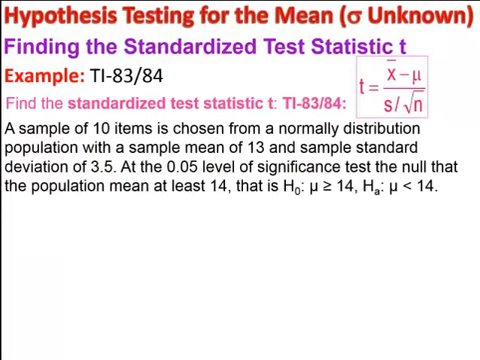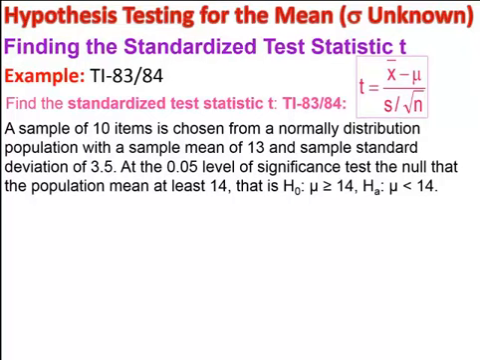So finding the standardized test statistic. So we're going to be using the TI 83, 84 calculators. And if you have an 84 or above, it will still use the same process here. So when we're finding the standardized test statistic t to compare to that critical value t sub alpha, it uses this formula. So in the formula, you note here we need our sample mean, we need our population mean, and the S represents our standard deviation for the sample, and we need our sample size for the square root of.